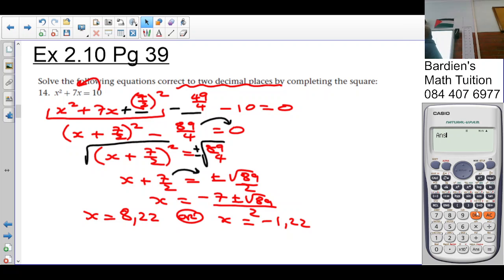I'm going to put it in this equation here, I press answer squared plus 7 times answer. Should now give you an answer of 10. Answer squared plus 7 answer. Huh. So that's not correct. So I made a mistake somewhere. Where's my mistake? Oh, I didn't put negative 7.